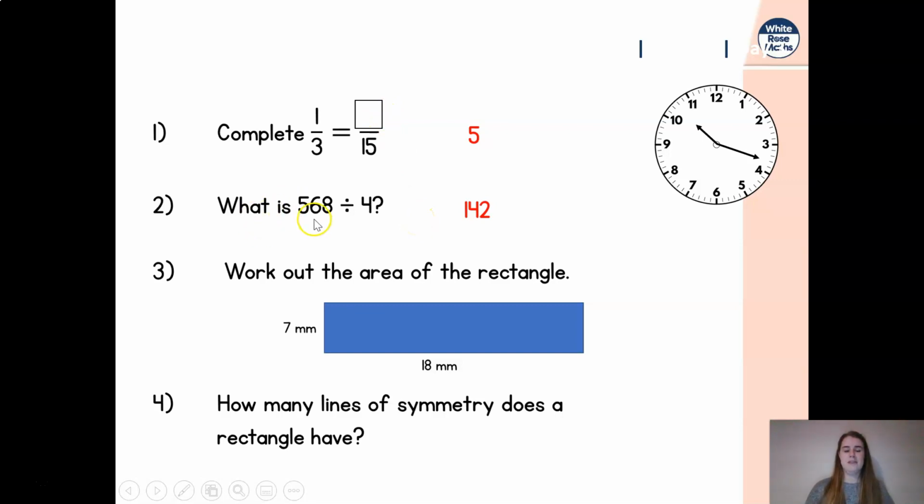What is 568 divided by 4? It's 142. We know it's going to be an even number because 4 goes into 8 exactly twice. We know there's no remainders.